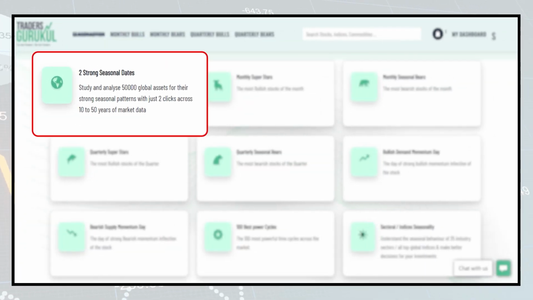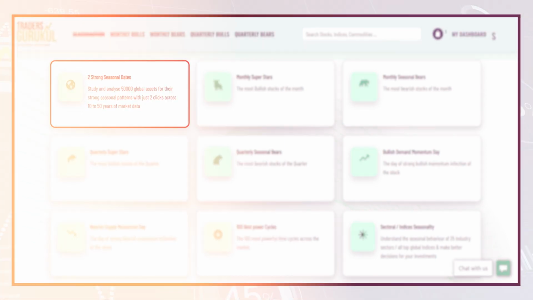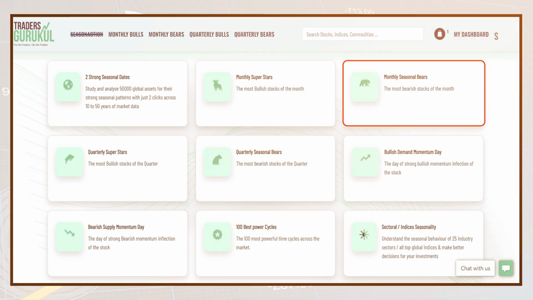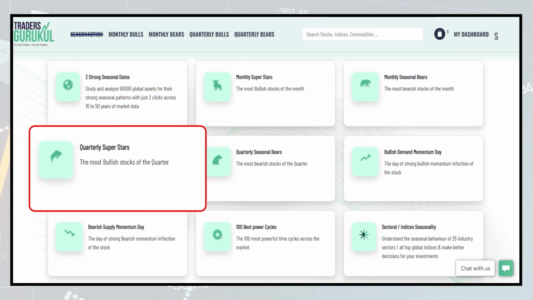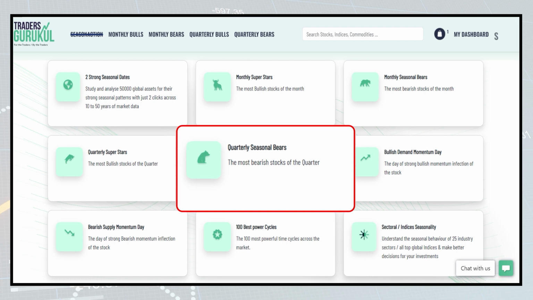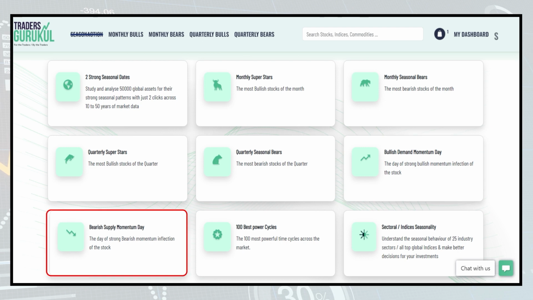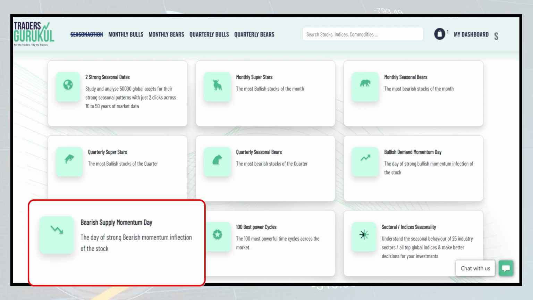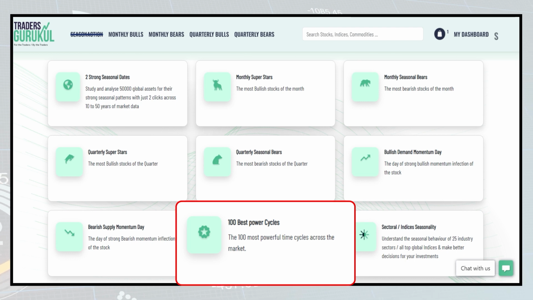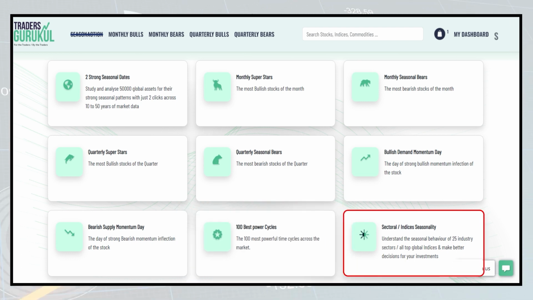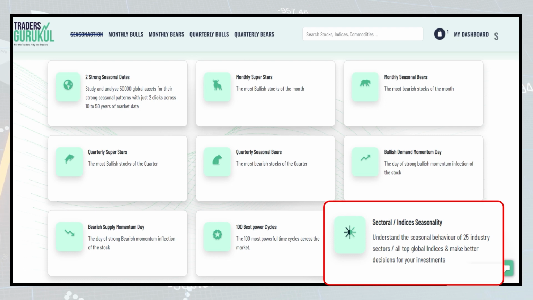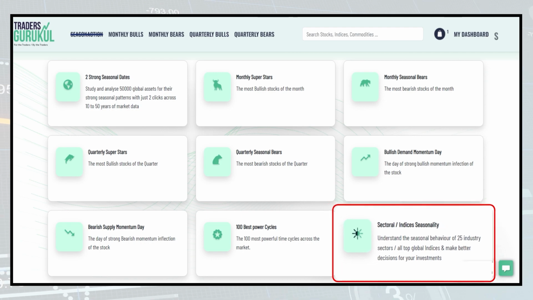Study and analyze 50,000 plus global assets for their strong seasonal patterns with just two clicks across 10 to 50 years of market data. The most bullish stocks of the month, the most bearish stocks of the month, the most bullish stocks of the quarter, the most bearish stocks of the quarter, the day of strong bullish momentum inflection of the stock, the day of strong bearish momentum inflection of the stock, the 100 most powerful time cycles across the market. Understand the seasonal behavior of 25 industry sectors and all top global indices, and make better decisions for your investments.